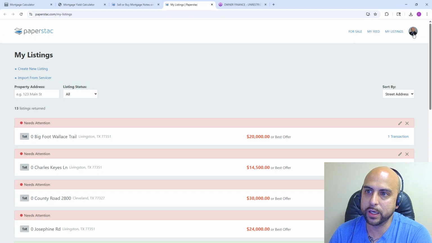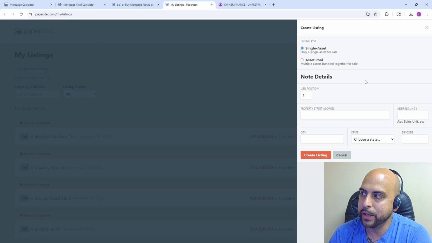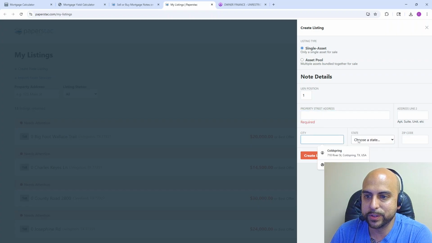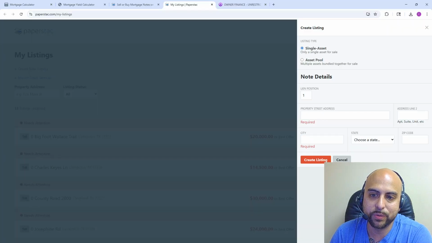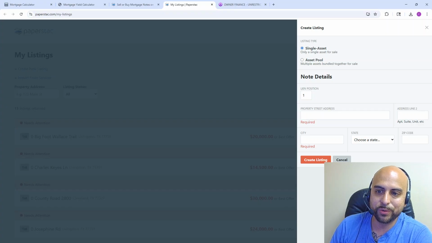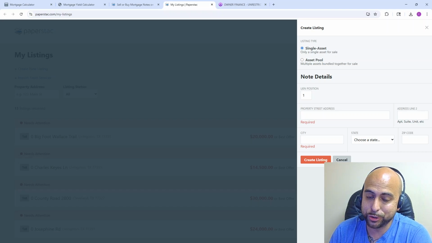You pretty much just create a profile on PaperStack. You go to paperstack.com, you create a profile, and then you go to My Listings, and then you create a listing, and here you'll just put the details of your note, right? You'll be in first position, you put the address, city, state, you create it, and then after you create the listing, you will now need to put in the loan amount, the interest rate, all that good stuff. So this is how you use PaperStack. It's super user friendly. They make it so easy for us note creators to sell notes, like super easy.